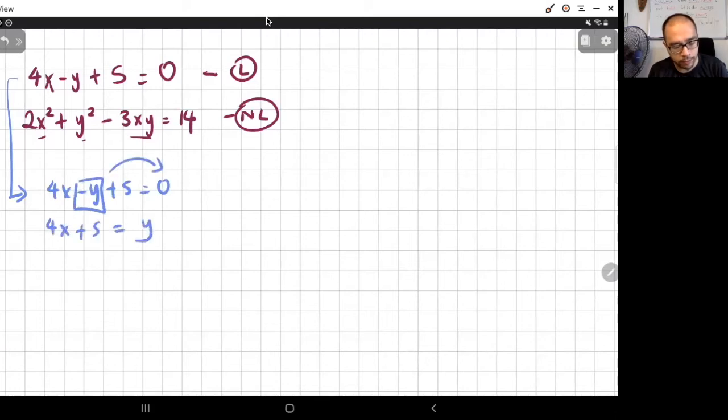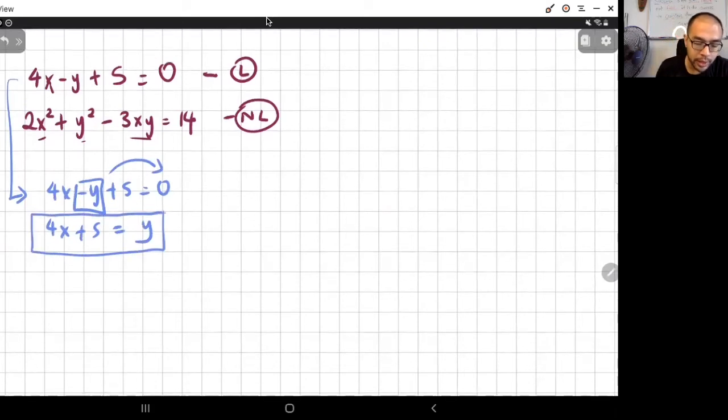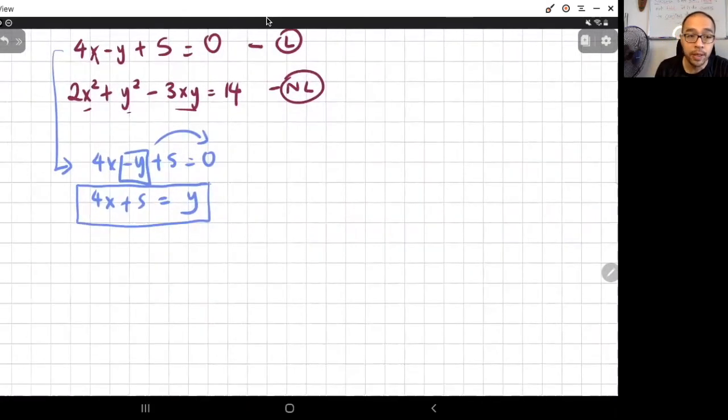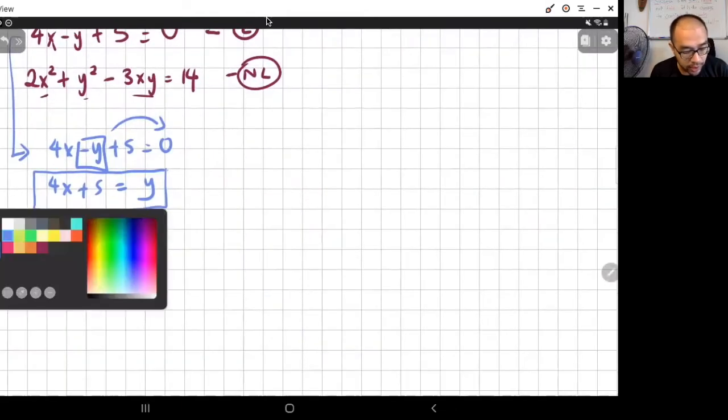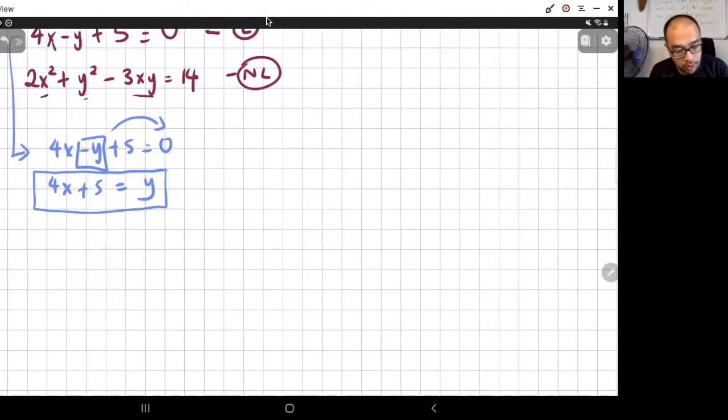This is what I want. I want to express one of the unknowns in terms of another unknown, so I make it y. And what happens after that is I will substitute the y in here and in here.